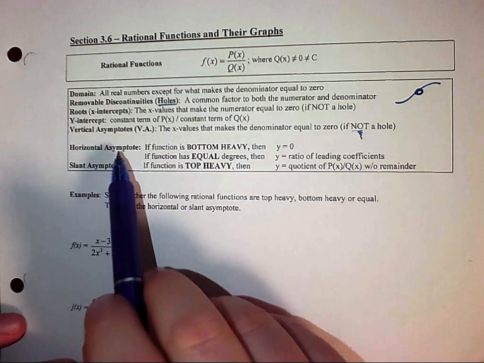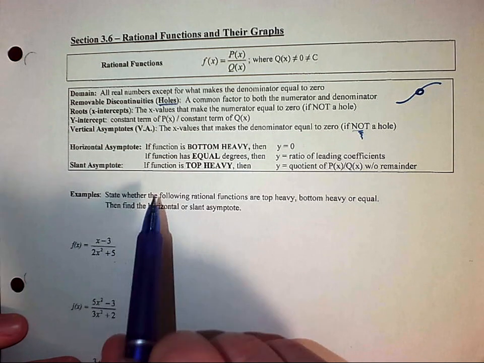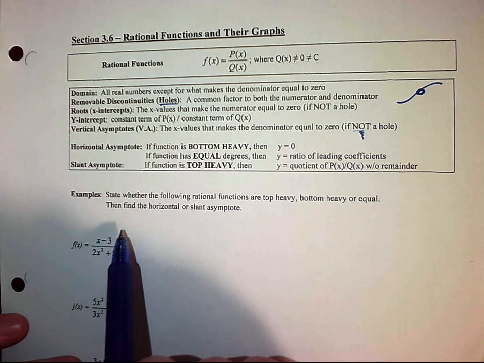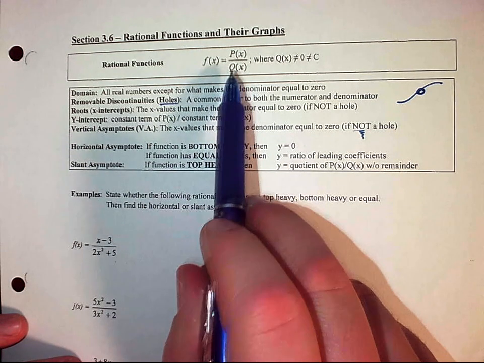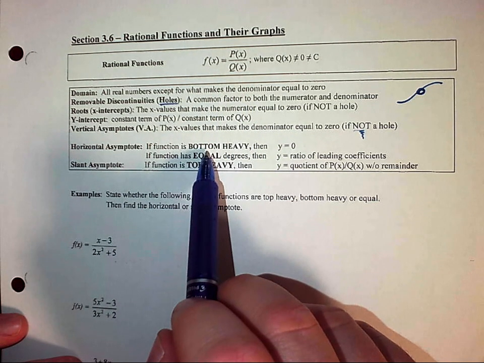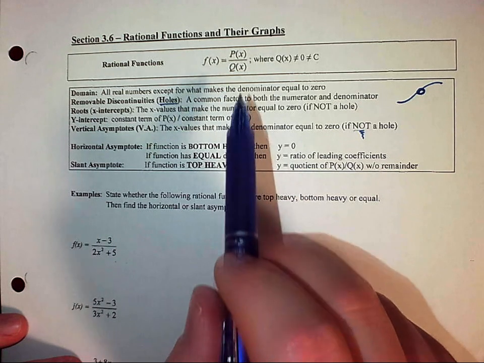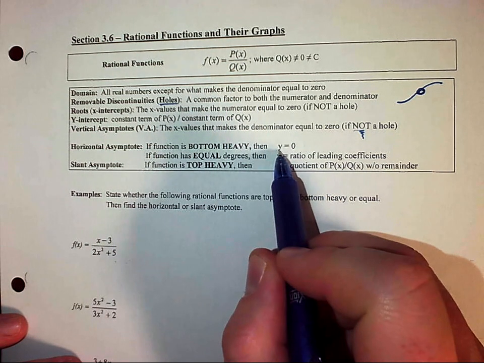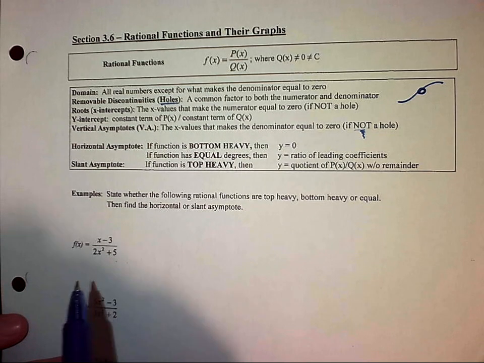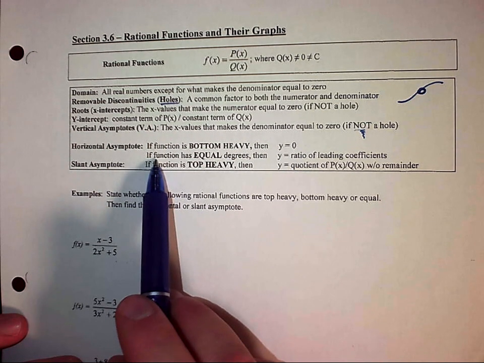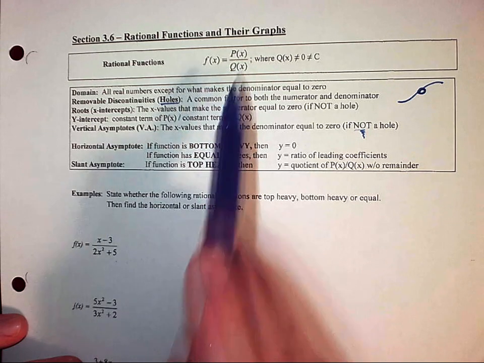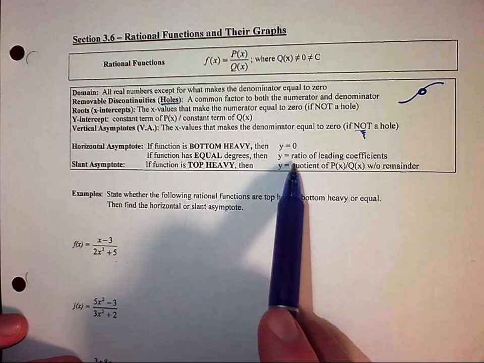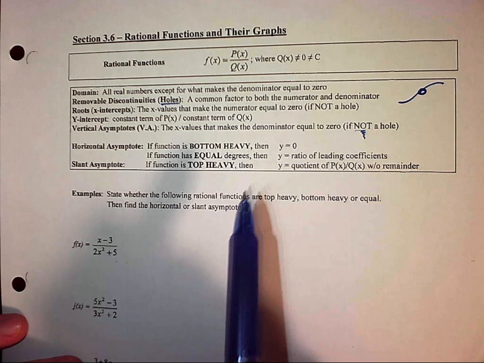For horizontal and slant asymptotes, we're going to look at the degree of the polynomial in our numerator and the degree of our polynomial in the denominator. If the degree of the polynomial in the denominator is larger than the degree of the polynomial in the numerator, then the horizontal asymptote is simply y is equal to 0. If instead the degrees of the numerator and denominator are equal, then the horizontal asymptote is going to be the ratio of their leading coefficients.